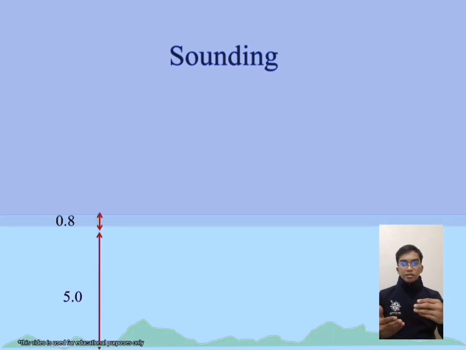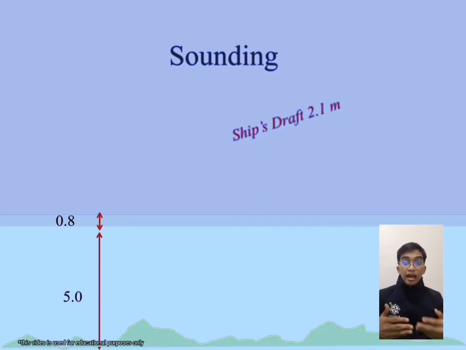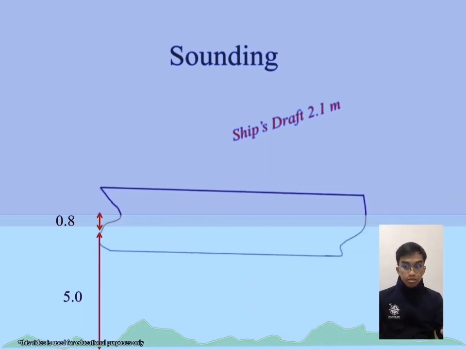Here you can see this 5-meter depth contour charted, and the 0.8 meters is the height of the tide that you can obtain from tide tables, for example. Then the available depth of water becomes 5.8 meters. If you add the 5 meters and the 0.8 meters, you would get 5.8.